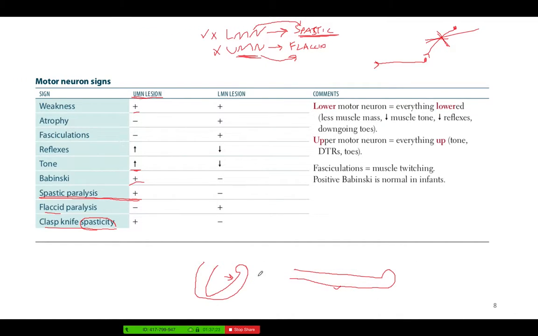Okay, and so that is the clasp knife spasticity, and that's something that you see in an upper motor neuron lesion. Okay, so that is upper motor neuron. Now, let's go back to this diagram, and let's say instead, so here's our upper motor neuron coming from our cerebral cortex. It's crossing over at the medulla, synapses in the anterior horn. Here's our lower motor neuron going out and synapsing directly on the muscle.